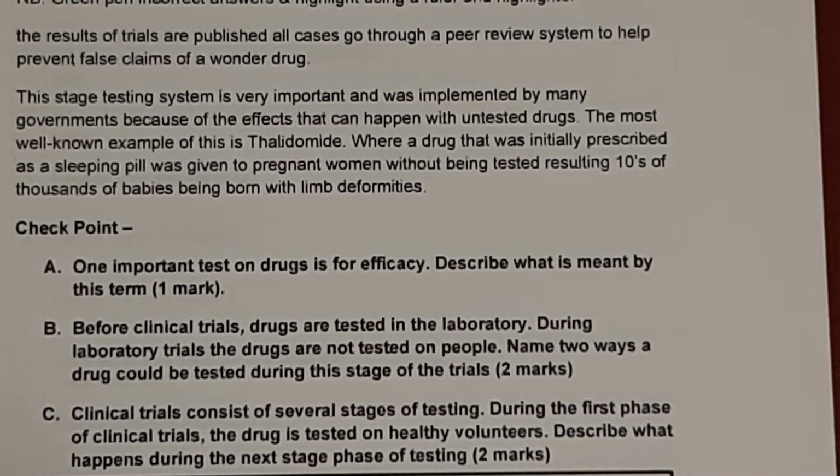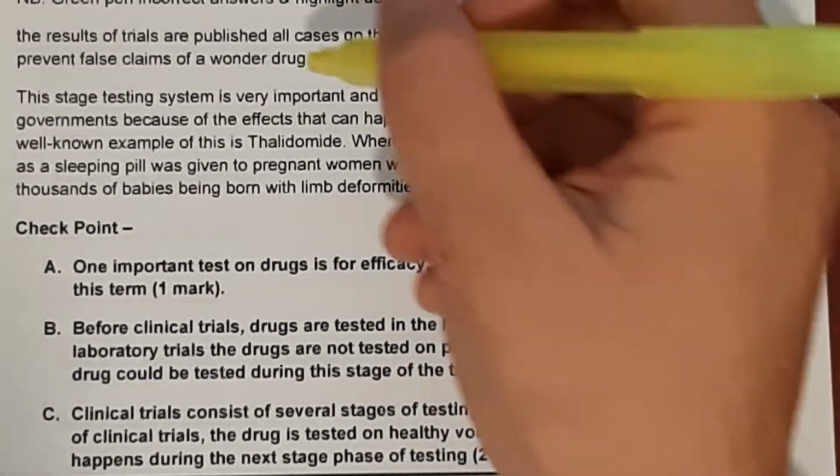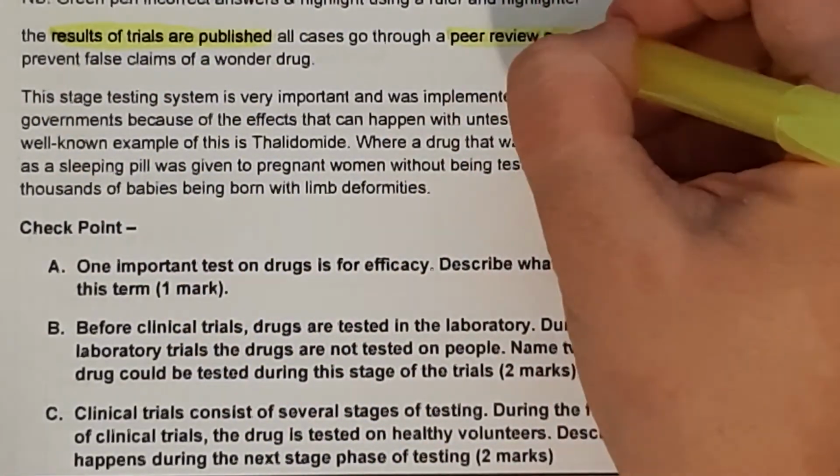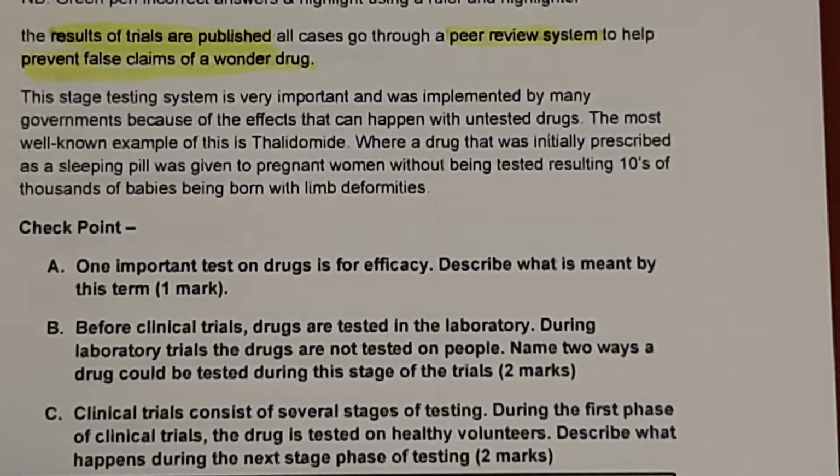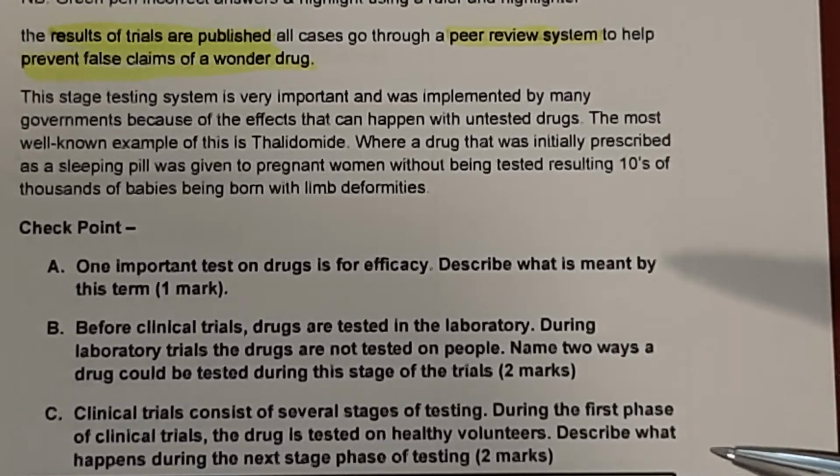Before the results of trials are published, all drug trials go through something called a peer review system. Before the results are published, it is peer reviewed. We'll talk about what that is in a second. That prevents false claims of a wonder drug. Peer review is basically where your peers, who are people similar to you or at your level, review it. This means that your results are checked by other scientists who have no interest or stake in it going well.